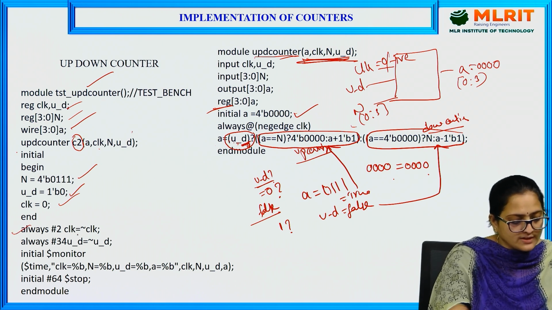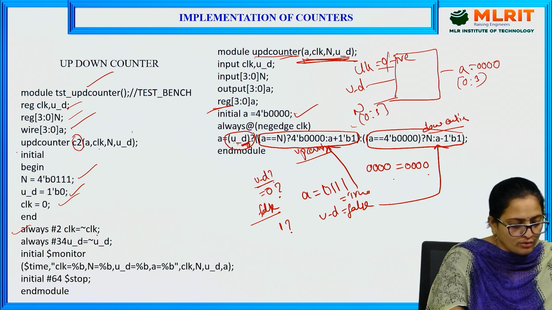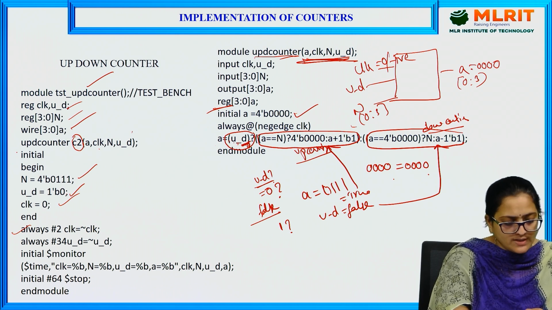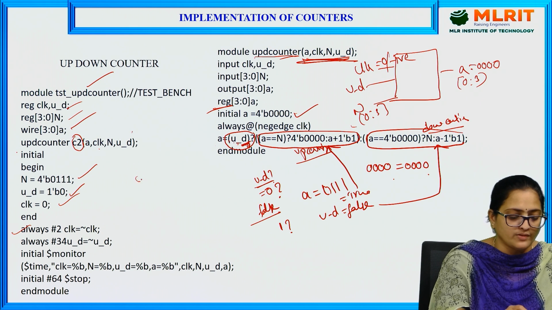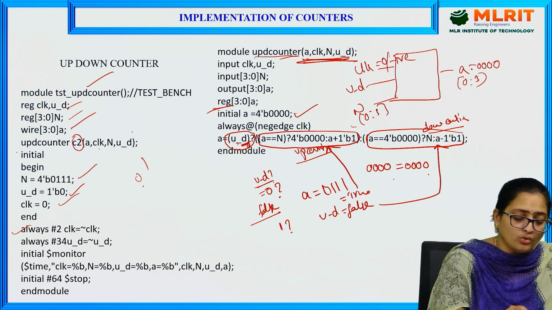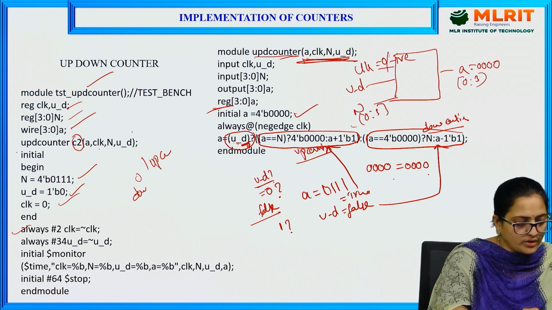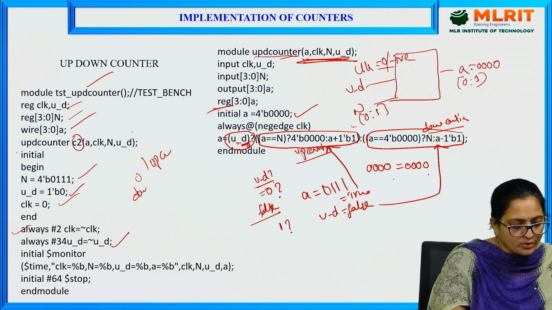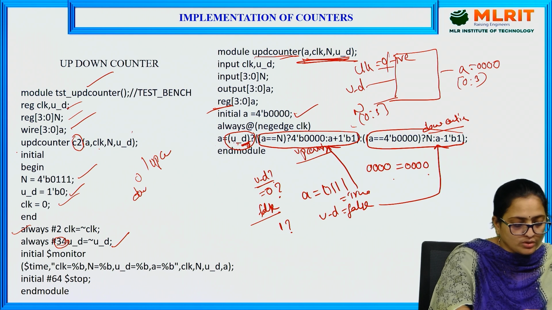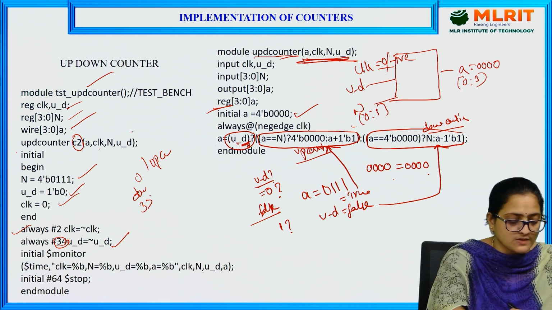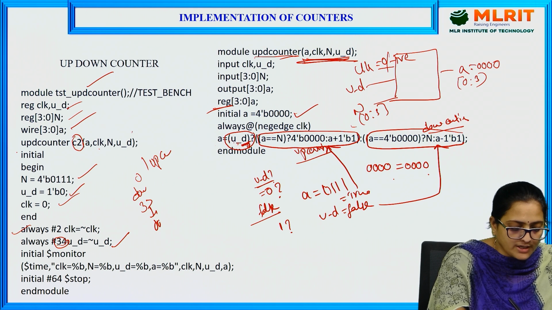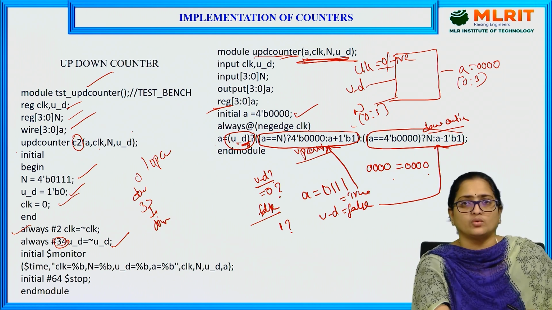So the clock is equal to the complement of clock, and u_d is 0 initially, but this has to be triggered. This also has to be triggered between 0 and 1. Then only it performs a down counting as well as up counting. So this u_d value is also given with the complement of u_d. Till 33 time intervals, till t is equal to 33, it performs a down counting as per the statement which I have used here.